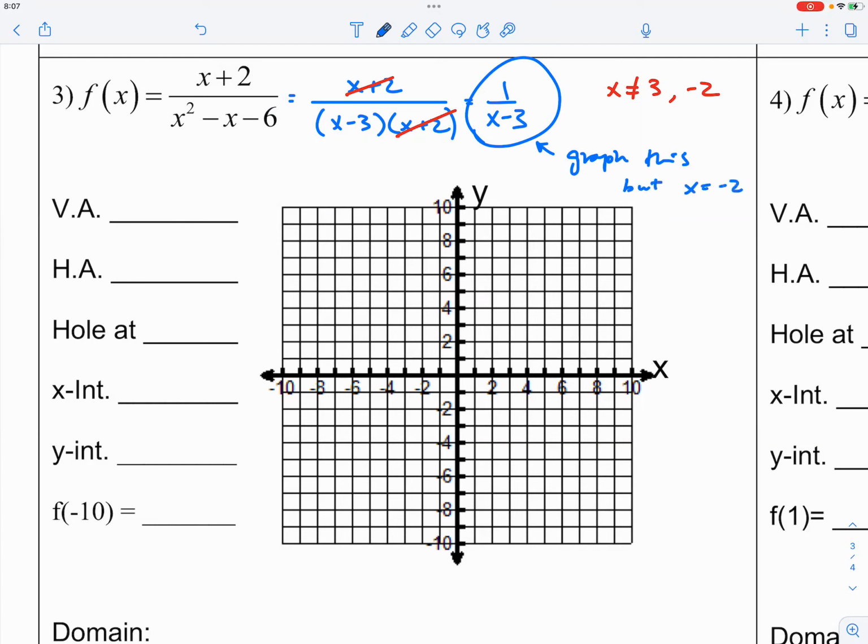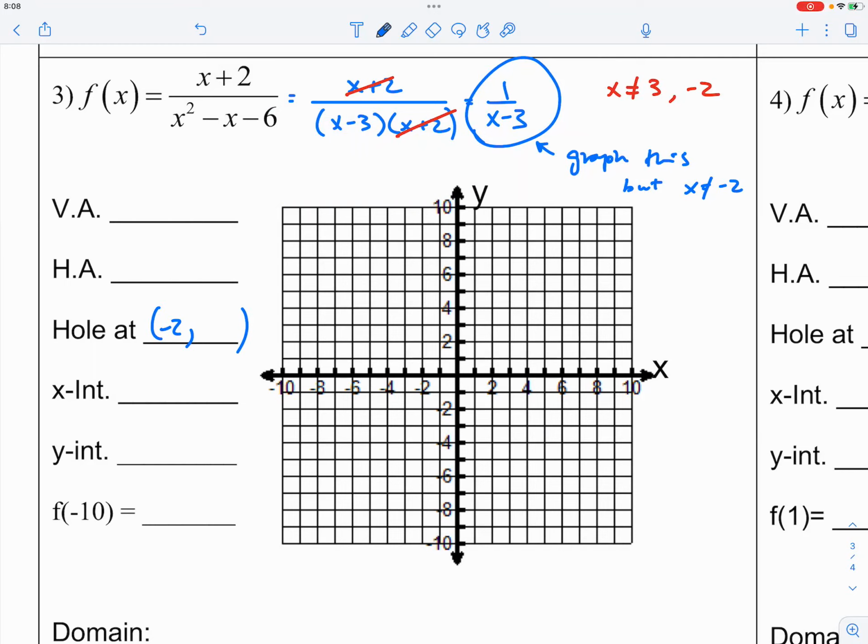So we will graph this, but x still cannot equal -2. Okay, so that's where the hole is. Whenever you cancel something out, that's how you know there's a hole at x equals -2, and you have to find out where the hole is. Can you tell the y value of the hole?